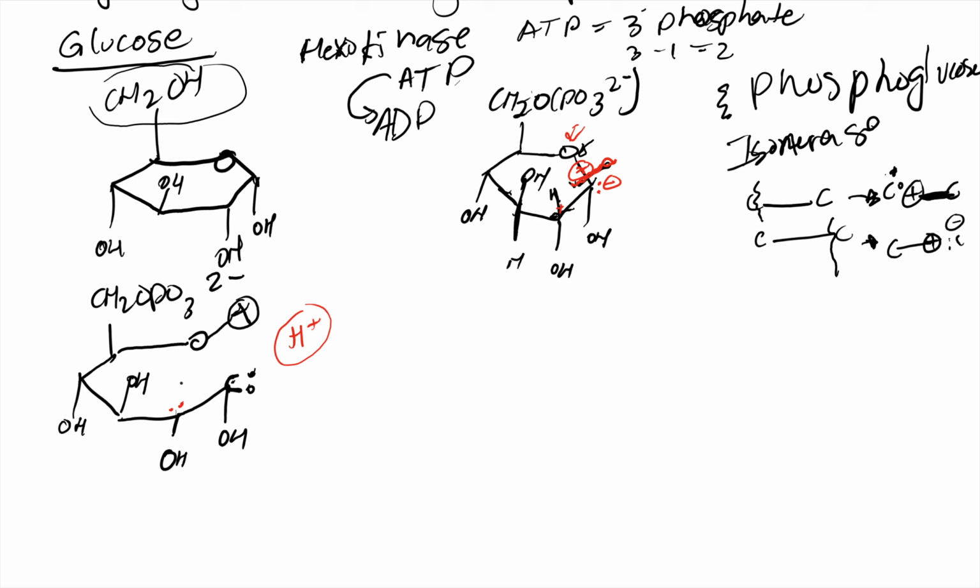Actually I should write the rest of the hydrogens so you guys don't get confused. Now this negative oxygen is going to grab this oxygen, because it's a carbocation, a positively charged oxygen. And then this hydrogen is positively charged and this carbon is negatively charged, so now this is going to attack that, and it's going to make this new ring here.